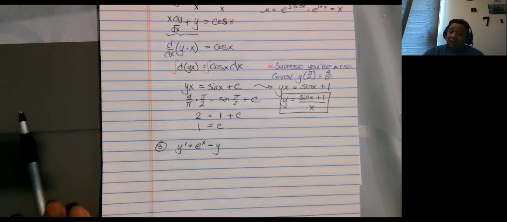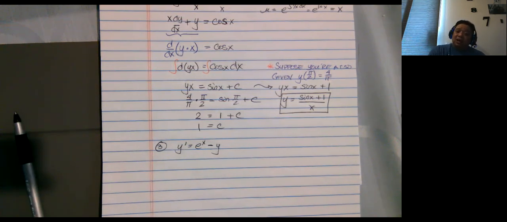So you need to put this in the correct form and then find your integrating factor. So again, I'll give you some time to work this one out, right? So go ahead and see if you can work this one out completely.